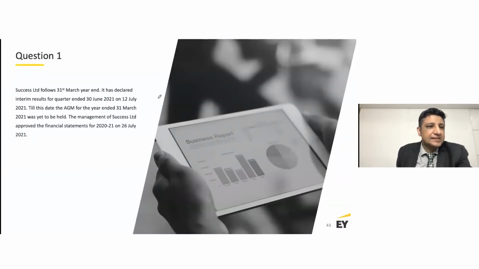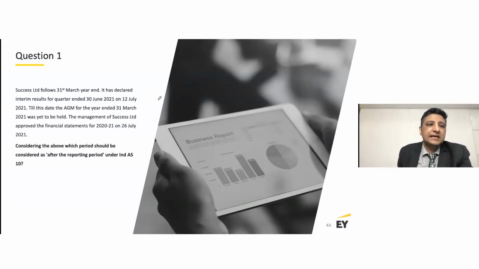It says that Success Limited follows 31st of March as its year end. It has declared interim results for the quarter ended 30th of June 2021 on 12th of July itself. Till this date, the AGM for the year ended 31st of March 2021 was yet to be held. The management of Success Limited approved the financial statements for the year 2020-21 on 26th of July 2021. The question is, consider the above, which period should be considered as after the reporting period under Ind AS 10?